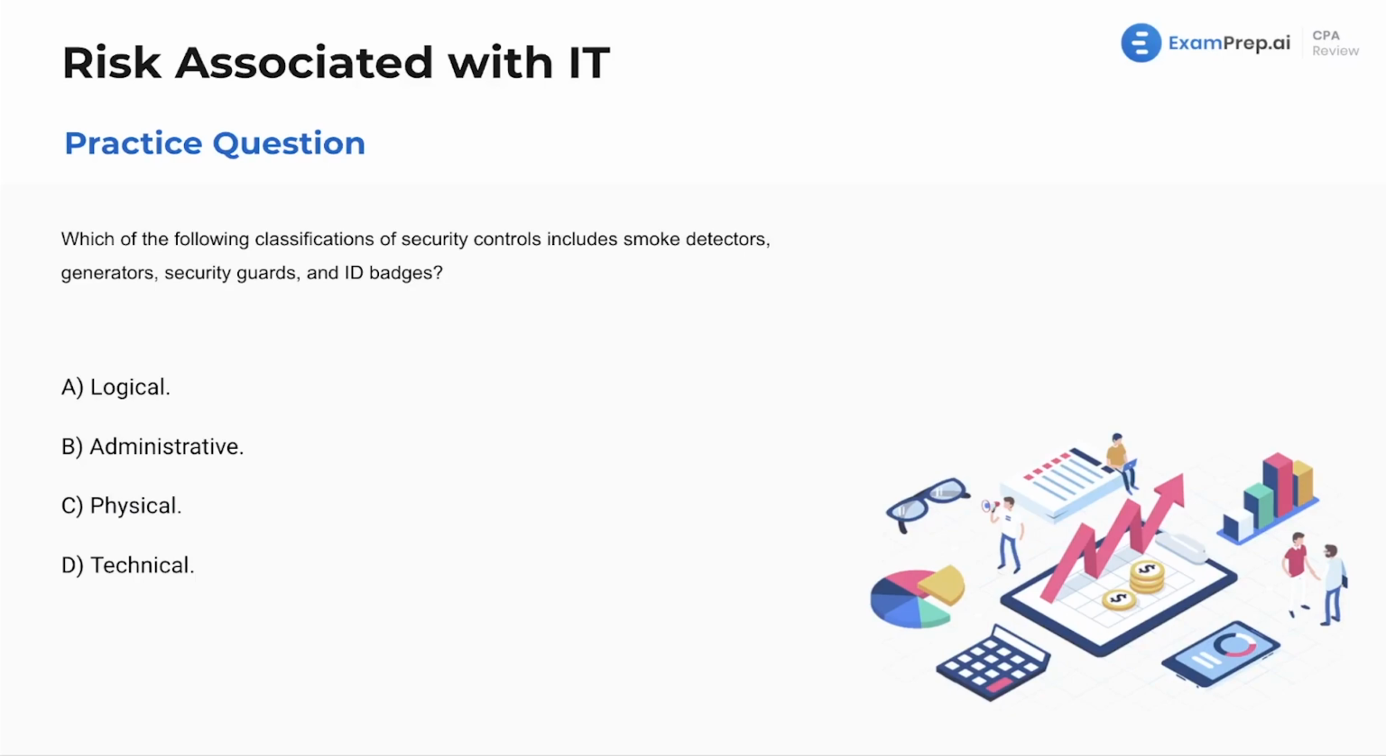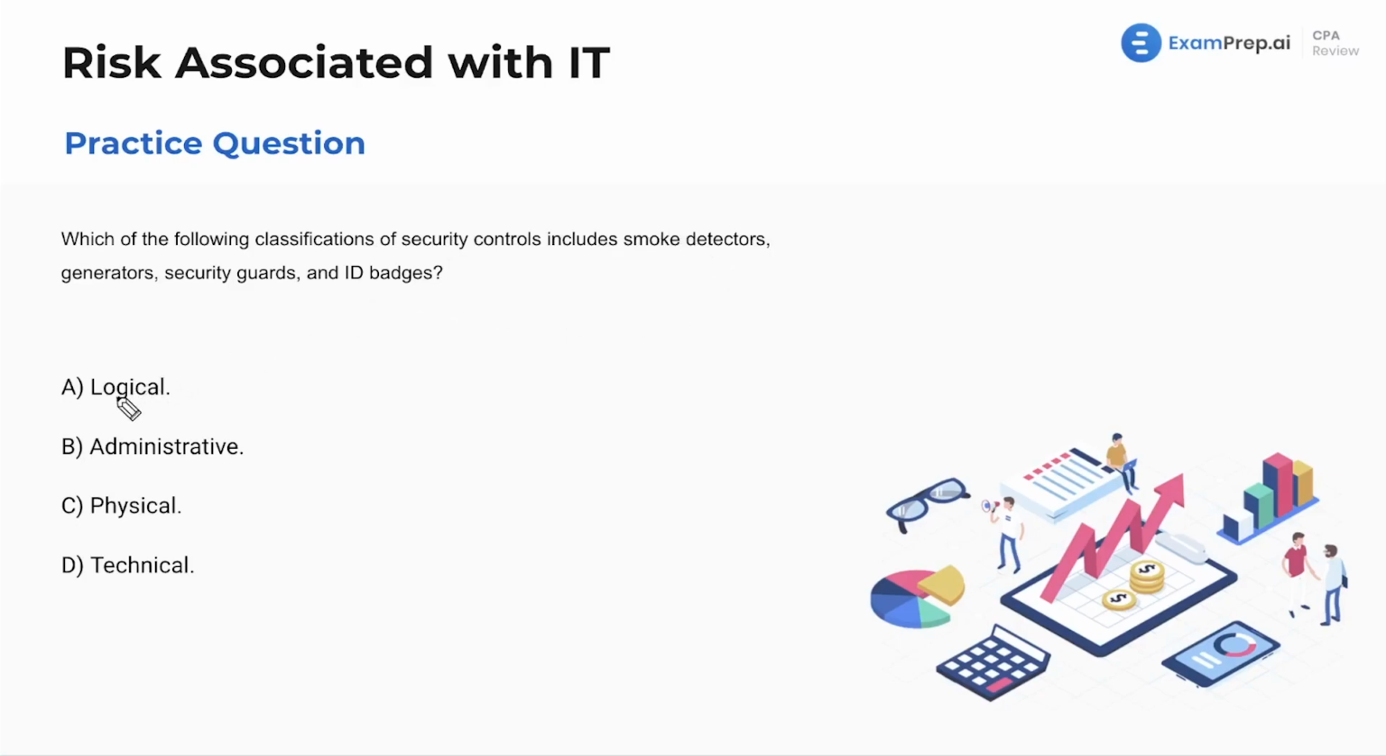Which of the following classifications of security controls includes smoke detectors, generators, security guards, and ID badges? Now, thinking about this here, smoke detectors, yeah, sure, that's pretty important to prevent a disaster. Generators, if the power goes out, you need that. Security guards prevent any unauthorized personnel from getting in, and ID badges, same sort of thought there. Now, which type of security do these all make up?